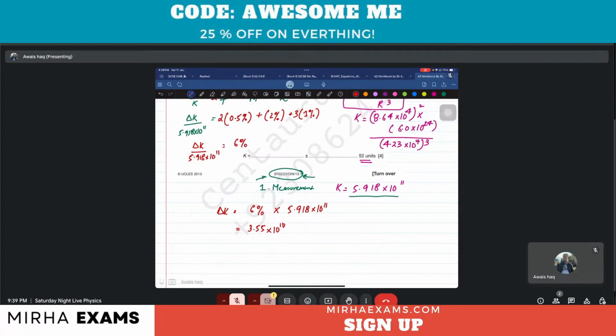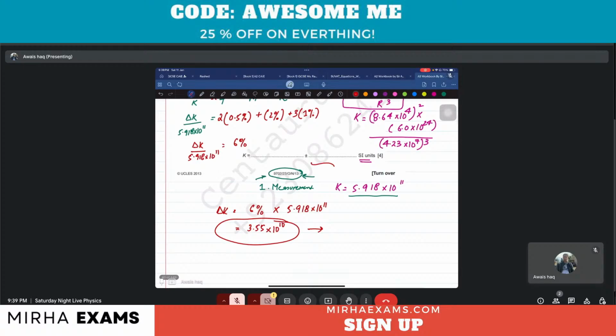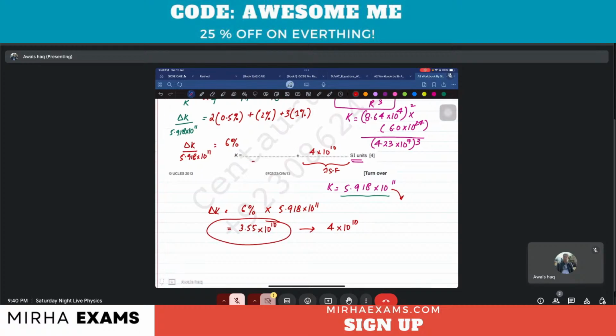When you're dealing with uncertainties, I have already told you that you have to write this as one significant figure only. So one significant figure means it should be written as 4 into 10 raised to power 10. Now there's no decimal place, but there is a 10 raised to power 10. So I have to convert this because I want to write this in the same decimal places. So I have to convert it to 10 raised to power 10.